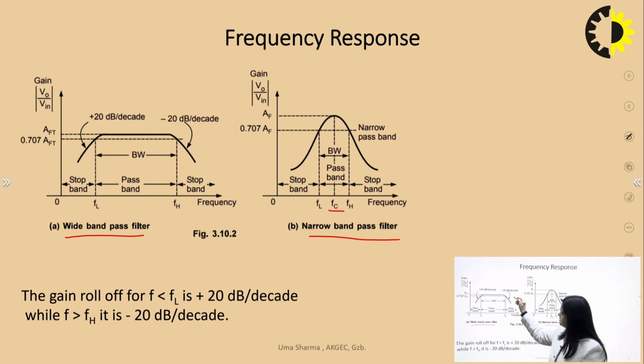Again, this roll off rate, here it is written minus 20 dB per decade. So what is the meaning of this minus 20 dB per decade or plus 20 dB per decade? Let's understand this.